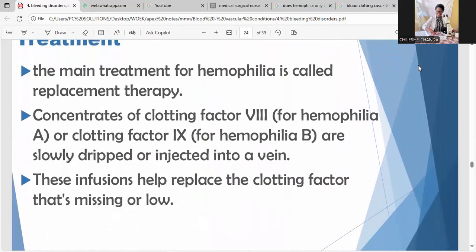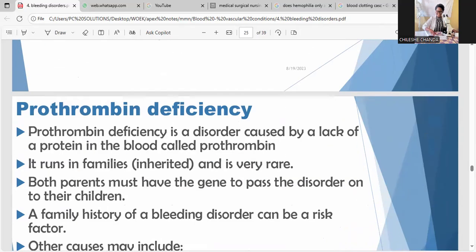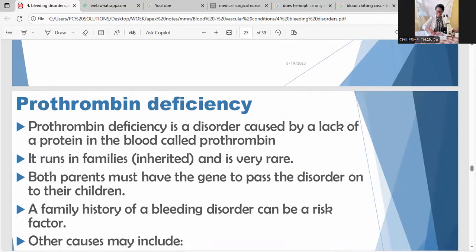Okay. And so what is the treatment? The main treatment for hemophilia is replacement therapy, okay, where we have concentrates of clotting factor 8 and factor 9, which will be given to this person through an injection in a vein. Okay, so these infusions will help to replace the clotting factors that are low.